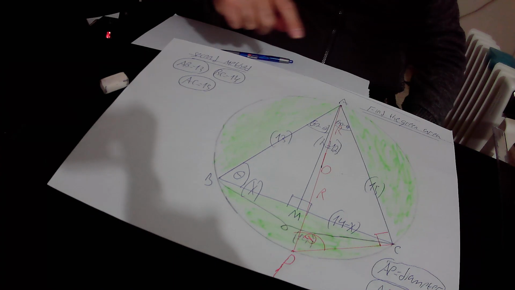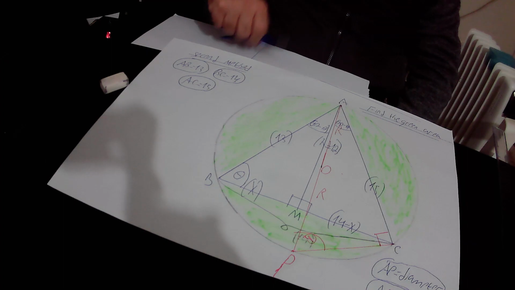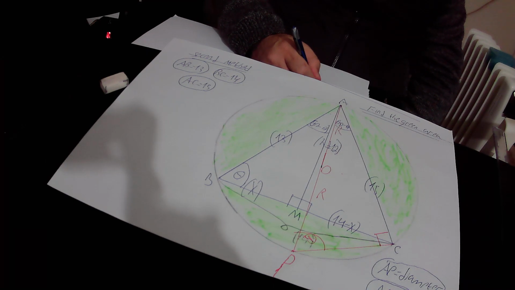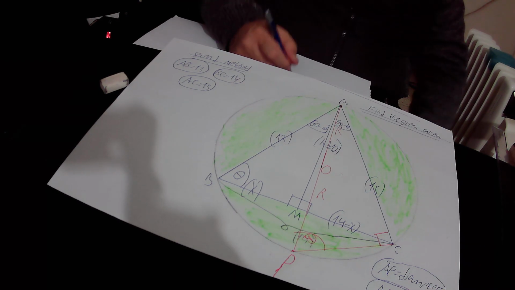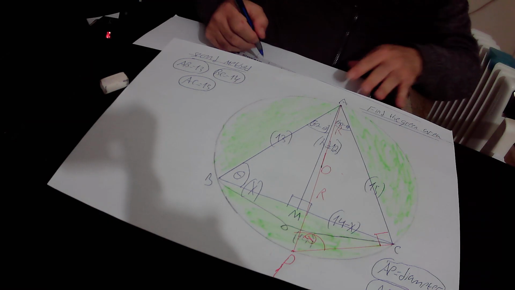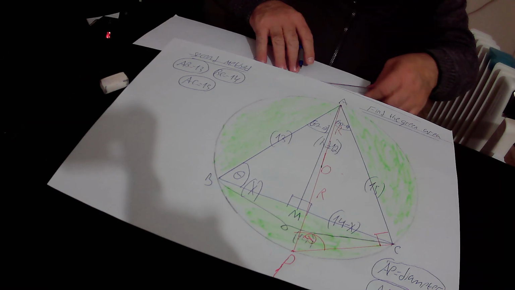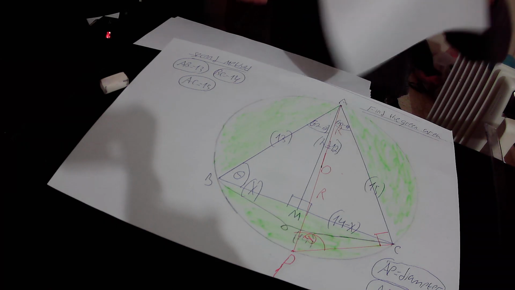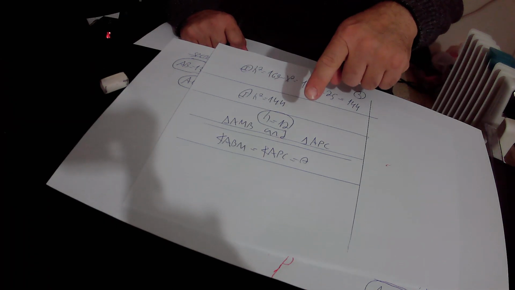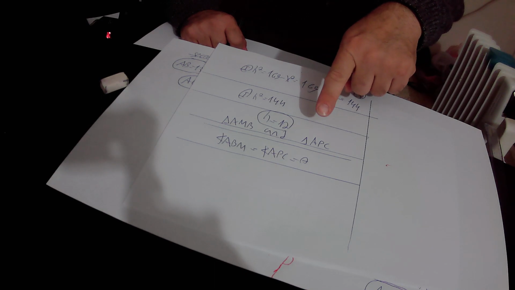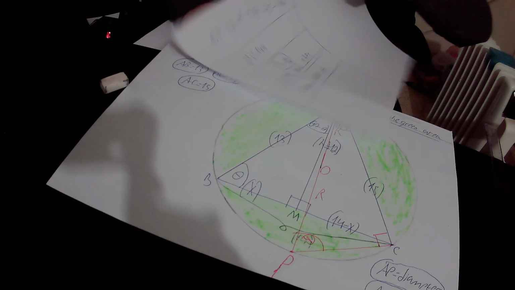So I write it down, angle ABM in triangle AMB is equal to this angle APC in triangle ACP. Repeat again. Angle ABM in triangle AMB equals angle APC in triangle ACP. They are both equal to theta, therefore they are equal to each other.